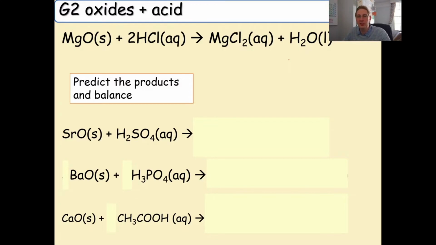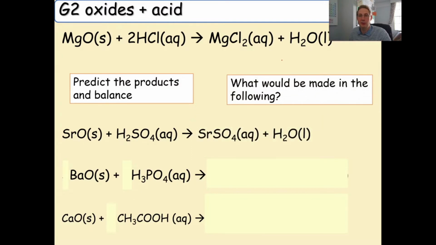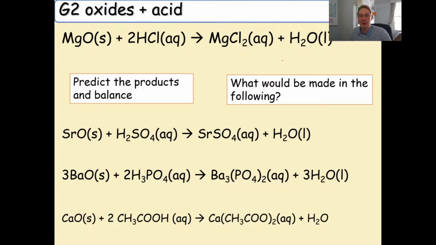So strontium oxide and sulfuric acid, well, that should make strontium sulfate. Barium oxide and phosphoric acid, that should make barium phosphate. Calcium oxide and ethanoic acid should make calcium ethanoate. So strontium sulfate and water, barium phosphate and water, calcium ethanoate and water. Again, just worth pointing out with the ethanoic acid, you should know by now, but this is the only acidic hydrogen. So that's removed. Calcium ethanoate has this formula with the H removed.